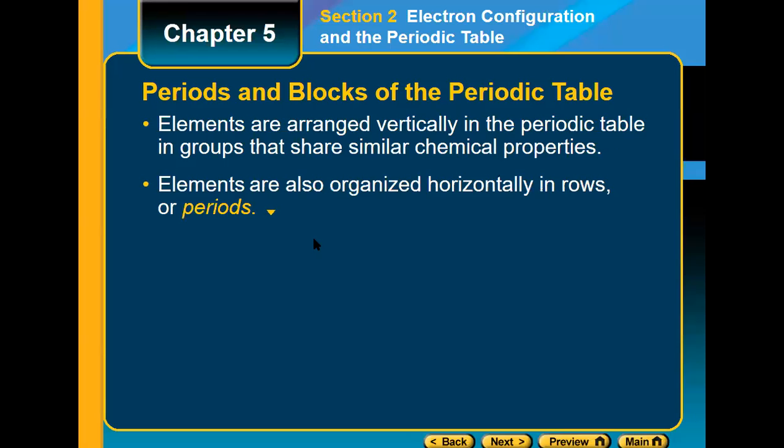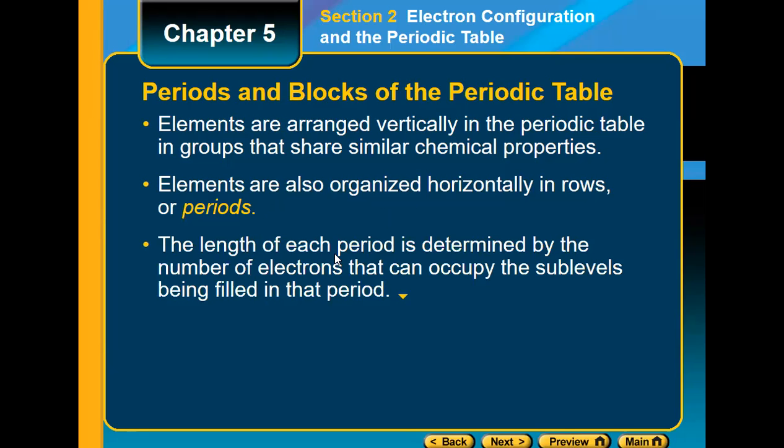So here we see that elements are also organized horizontally in rows, or periods. The length of each period, meaning the number of elements found in it, is determined by the number of electrons that can occupy the sub-levels being filled in that period. So the first period, or the first row, has just the sub-energy level S, which will be filled by 2 electrons. So it's supposed to have only 2 elements, hydrogen and helium, as we saw in the periodic table.